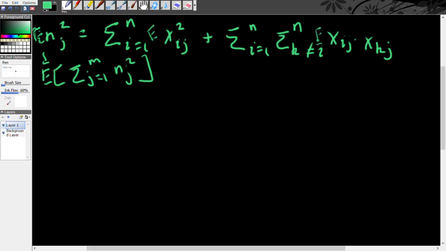Do note one thing about linearity of expectation. This does not always imply that the expectation of xij times xkj is the same as the product of the expectations. You don't always have this. So this in general is not the same as this.